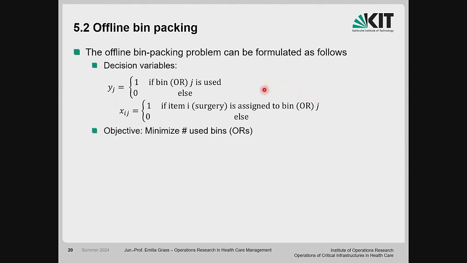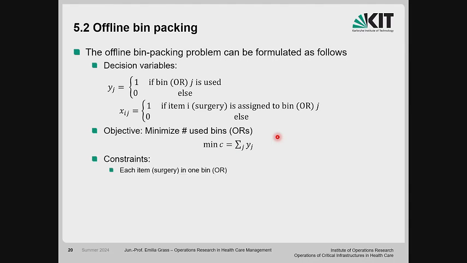And the objective function, as I said, is to minimize the number of used operating rooms, which is pretty simple. The objective function is simply to count the ones, to count the number of open operating rooms. As soon as y is 1, it counts. So we want to minimize the number of open operating rooms.